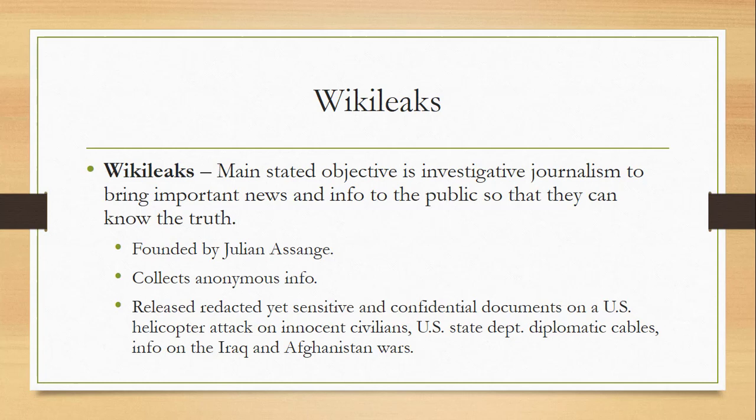The idea with WikiLeaks is that a lot of times they collect anonymous information from people, and they then publish it, or they can send it to other news agencies to be released to the public. They have, for example, released redacted information, in other words, information where at times some has been blacked out or stricken out. So they have released redacted yet sensitive and confidential documents, for example, on a U.S. helicopter attack on innocent civilians.